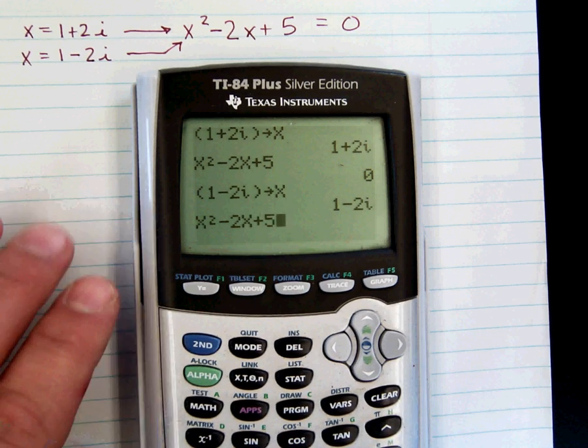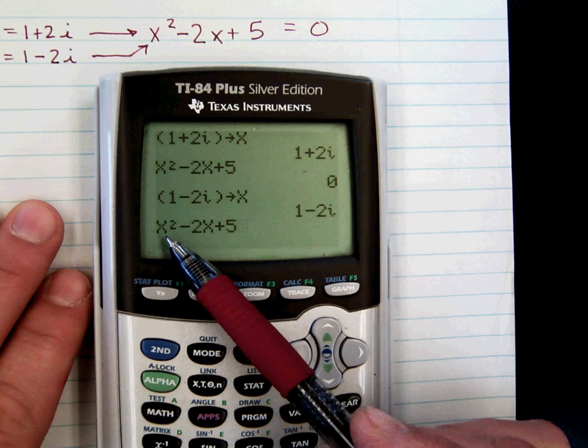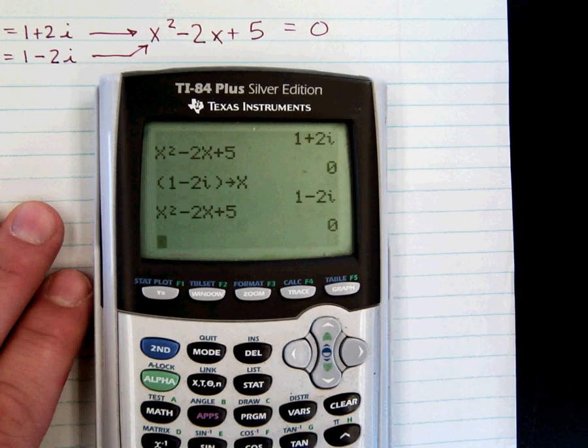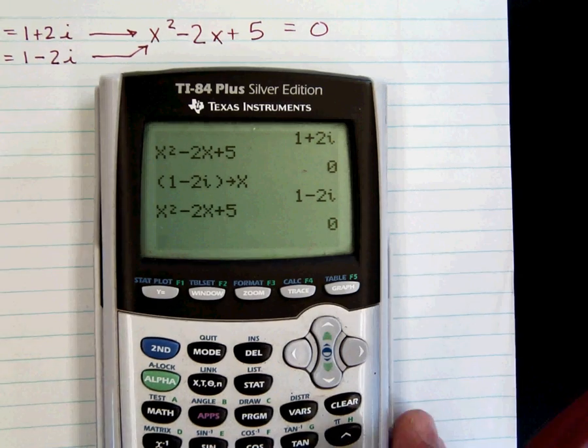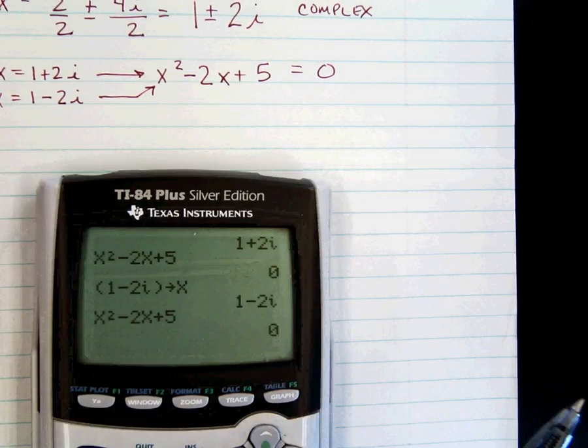What the calculator is doing is using this value as its value for x. And when you hit enter, it says 0. So we checked our solution using substitution. Everything checks out, and we're done with 4A.